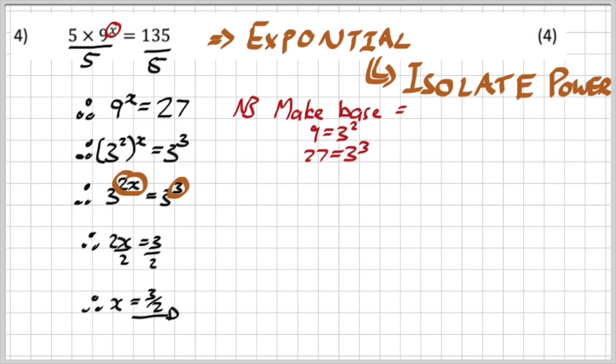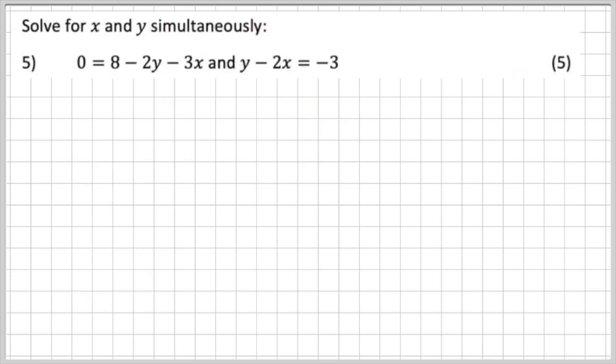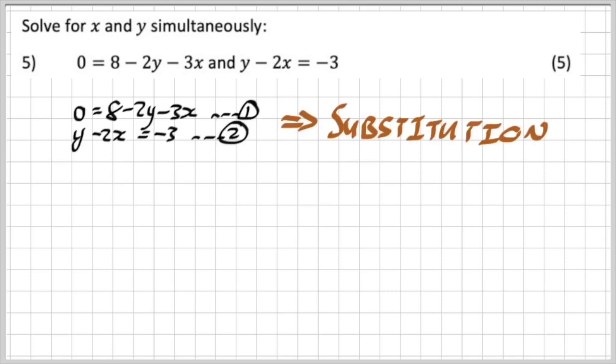Last but definitely not least is solving simultaneously. So I'm going to rewrite this so I can put my 1 and my 2 in there. And I'm choosing to use the substitution method. Again, the reason behind this is I've practiced it so many times that I won't make a silly mistake with substitution that I more easily make with elimination. So let's follow the steps.